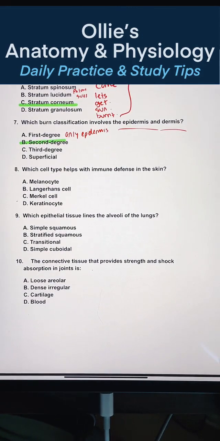Number 8. We're going to move on to number 8. Which cell type helps with immune defense in the skin? A, B, C, or D? Remember, we're commenting our answers with A, B, C, or D down in the comments.